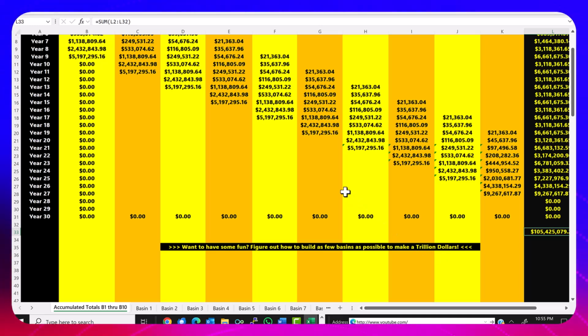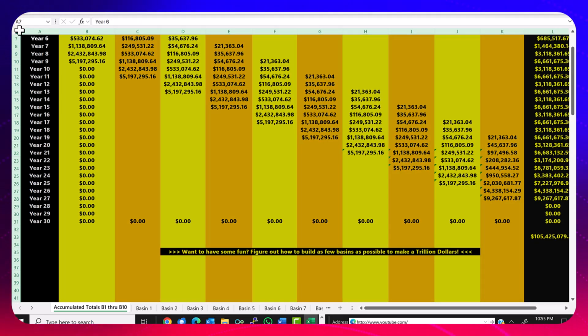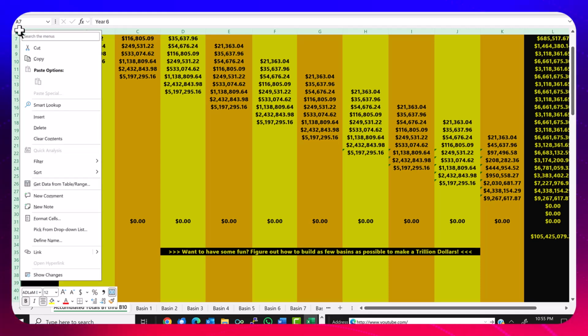There you go. So, trying to figure out what these little green signs are. Aha. So, let's go like this. And let's protect the cells.